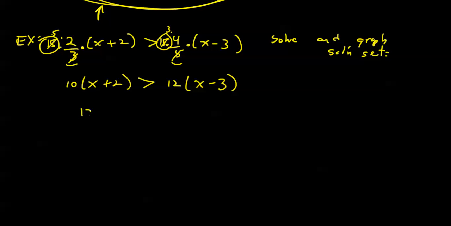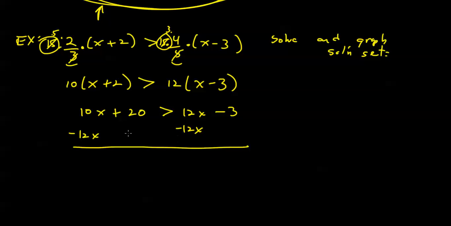Alright, now I'm ready to multiply through. 10x plus 20 on the left is greater than 12x minus 3 on the right. Alright, I'm going to subtract 12x from both sides, leaving my x residue on the left. And if I'm going to do that, I would probably subtract 20 from both sides. I'll end up with a minus 2x on the left is greater than minus 23 on the right. Oops, I made a mistake. Did anybody catch it? Please forgive me.